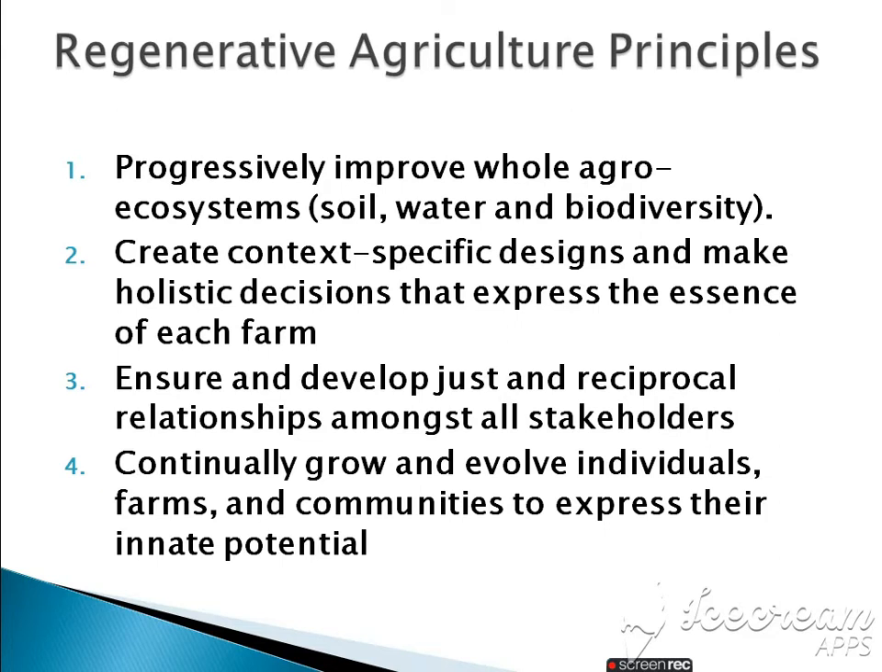Now regenerative agriculture principles. Basically there are four principles. The first one is to progressively improve the whole agroecosystem, that is soil, water and biodiversity. Then create context-specific designs and make holistic decisions that express the essence of each farm. It is basically an integrative approach. Ensure and develop just and reciprocal relationships among all stakeholders. This is, you may say, a value chain. And continually grow and evolve individual farms and communities to express their innate potential. These are the basics and more critical steps as compared to conventional farming.